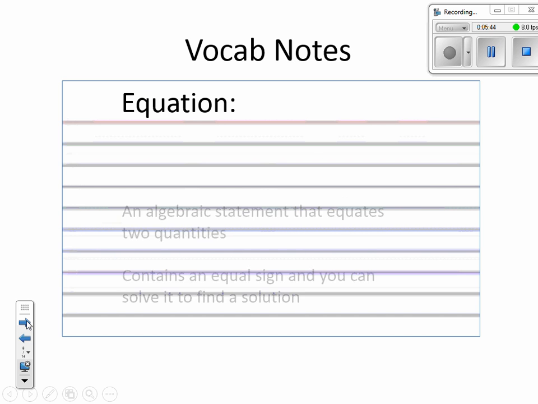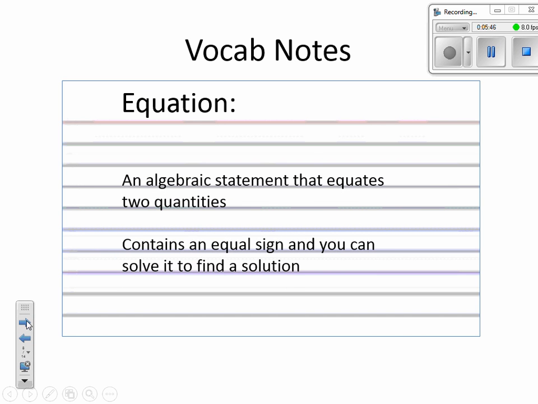Whereas on the other hand, an equation is also an algebraic statement, so it has variables and numbers, but this time it equates two quantities. So it does have an equal sign, and then I can solve it to find a solution. So it might look like 3a plus 12 equals 10. Okay, something like that. Notice that there's an equal sign in there, and I could then solve it because it's an equation. Okay, I could solve it to find out what a in fact equals.